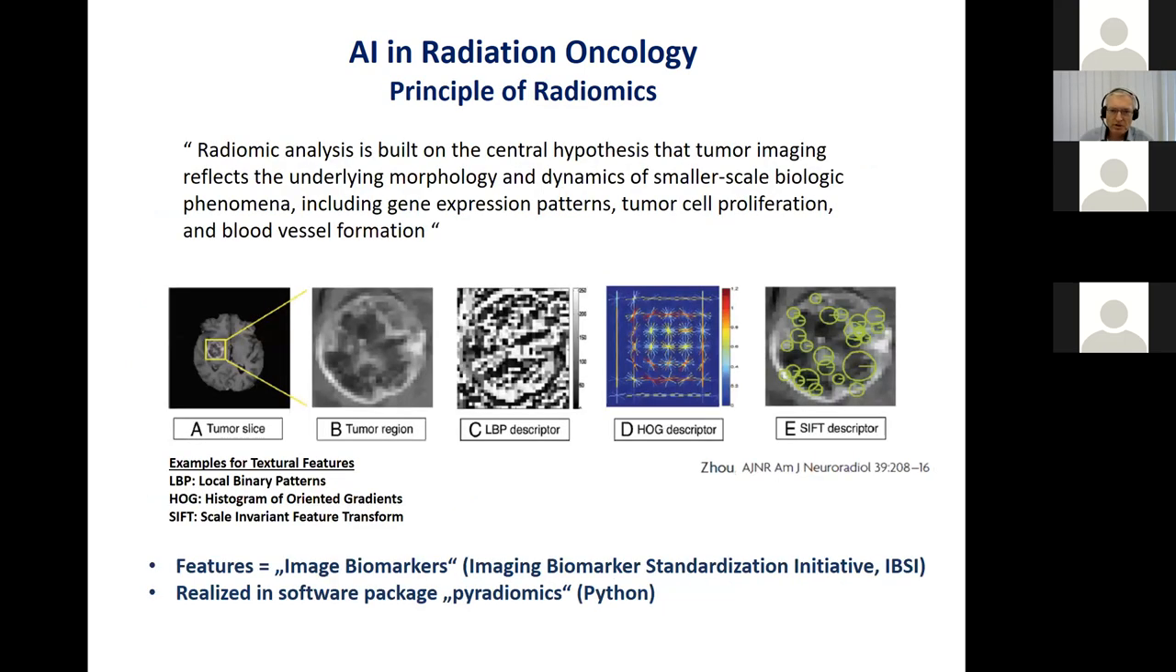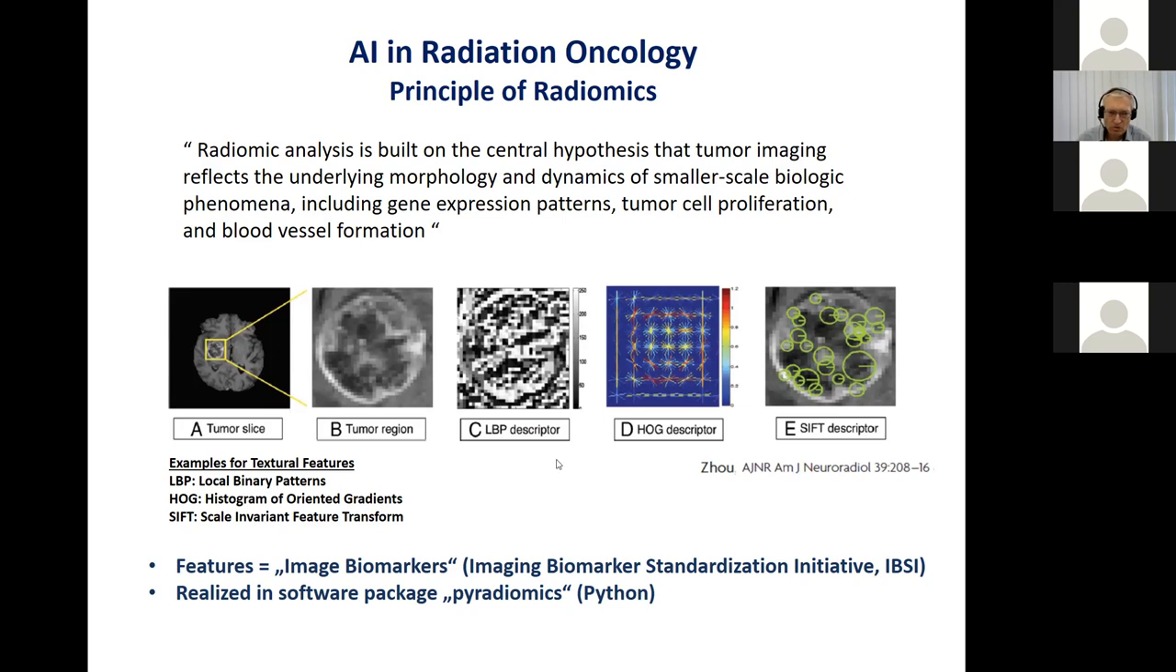So we go to the first. Before we go to the first, I have to introduce another term or method, which is called radiomics. I learned that you already have had some lessons in deep learning, but radiomics is a little bit different. I just want to cite this sentence: radiomic analysis is built on the central hypothesis that tumor imaging reflects the underlying morphology and dynamics of smaller scale biologic phenomena, including gene expression patterns, tumor cell proliferation, and blood vessel formation.